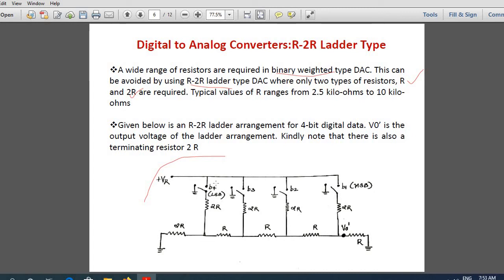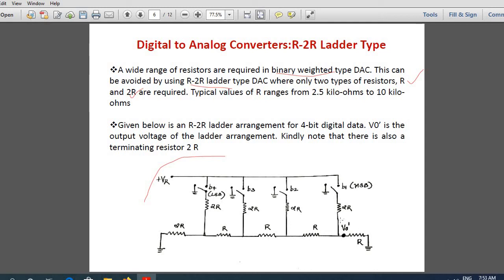So this is a ladder arrangement. First, let us analyze this ladder arrangement for 4-bit digital data. Here also you are having 4 branches. It is for 4-bit data, so I have drawn 4 branches. Each of the branches can be connected to either VR or it can be connected to ground. Here also B1 corresponds to MSB and B4 corresponds to least significant bit.